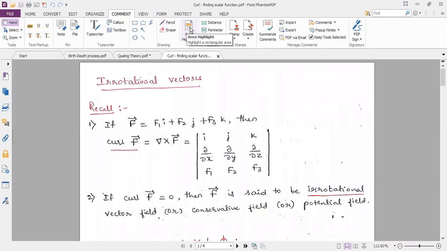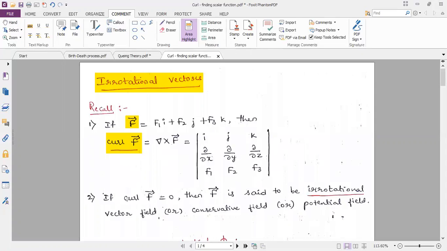Today, we will see a topic in vector calculus that is about irrotational vectors and finding the scalar potential phi. Before we proceed with irrotational vector, let us recall the definition for curl F. Curl of a vector field F is given by the determinant of i, j, k, ∂/∂x, ∂/∂y, ∂/∂z, F1, F2, F3, where F1, F2, F3 are the components of the vector F.